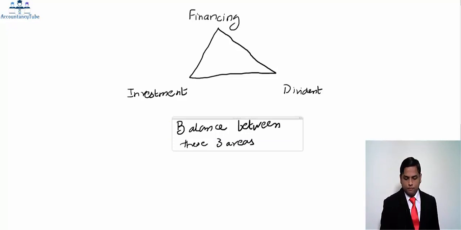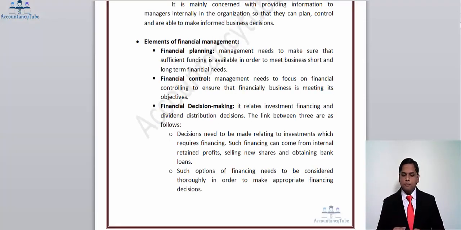Let's read out from the notes. Financial decision making relates to investment, financing, and dividend distribution decisions. The link between these 3 is as follows. We can understand this with the examples given below. Decisions need to be made relating to investments which require financing. Such financing can come from internal retained profits, selling new shares, or obtaining bank loans.